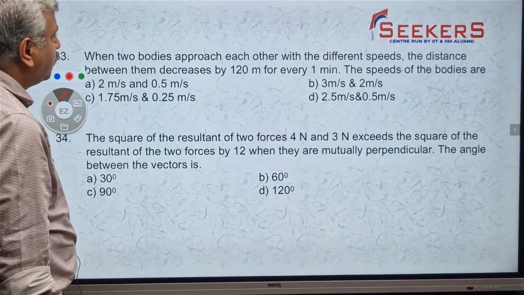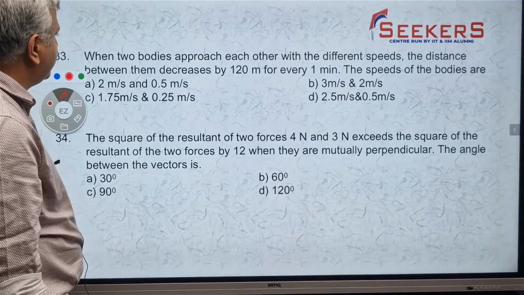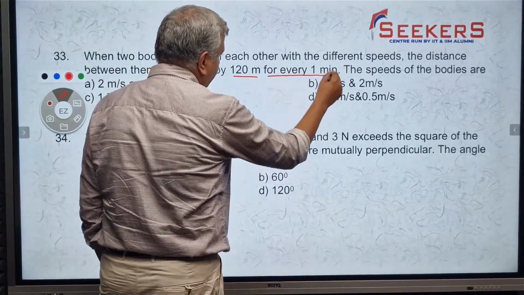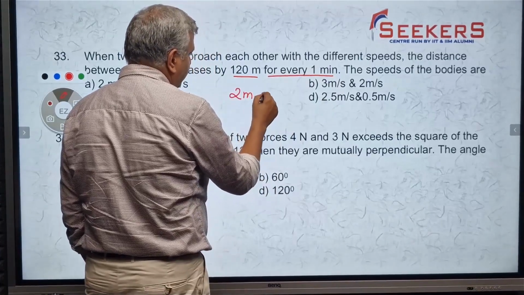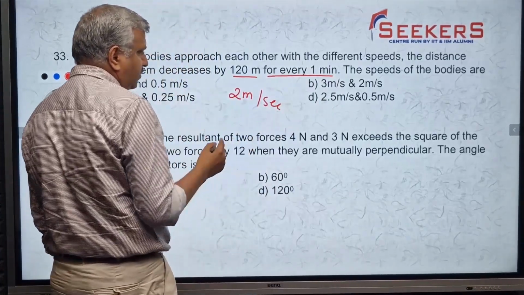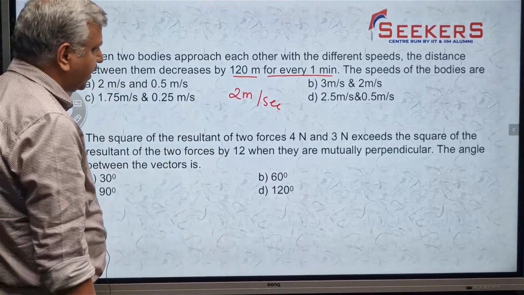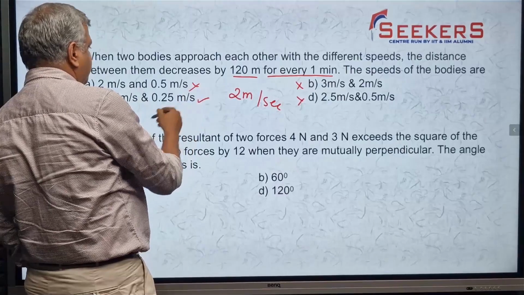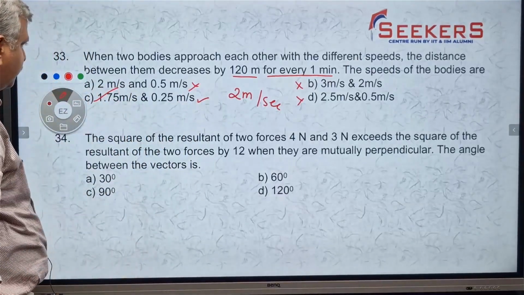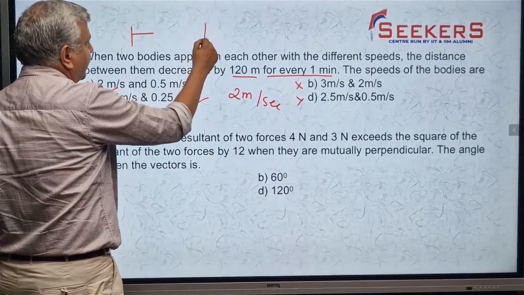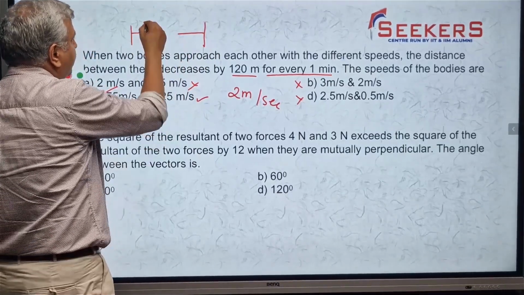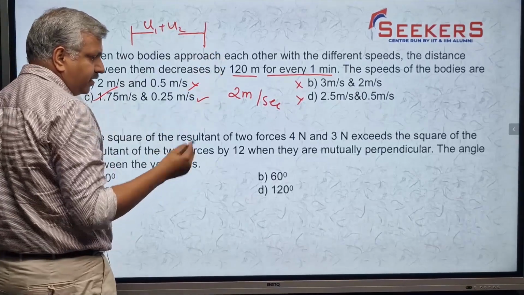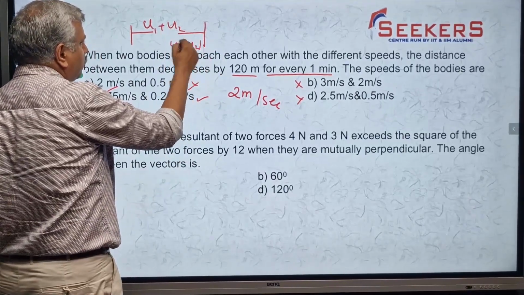So when two bodies approach each other with different speeds, the distance between them decreases by 120 meters every 1 minute. That means it decreases by 2 meters per second. That means the sum of their velocities is 2 meters per second. So this cannot be the answer, this cannot be the answer, this can be the answer, this cannot be the answer. So option C has to be the right answer. If two people are moving in opposite directions, the distance between them will reduce by u1 plus u2 per second. When they are going in the same direction, the distance will reduce by the mod of u1 minus u2, whichever is greater.